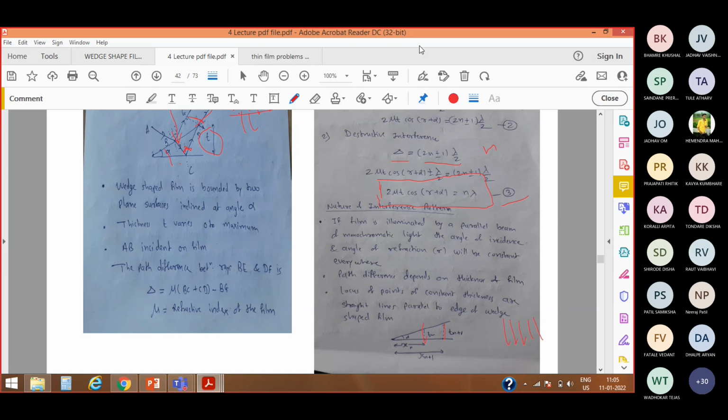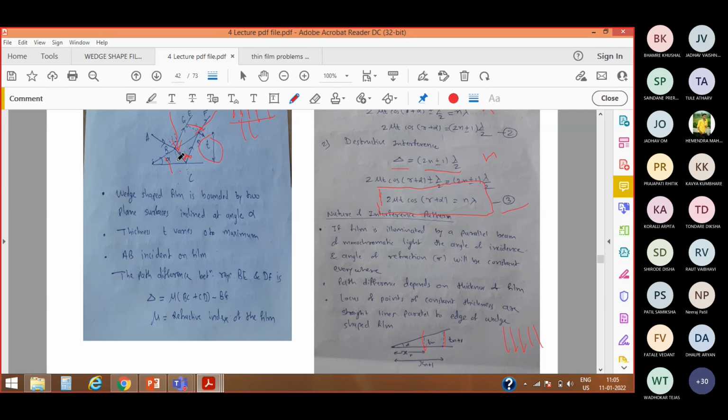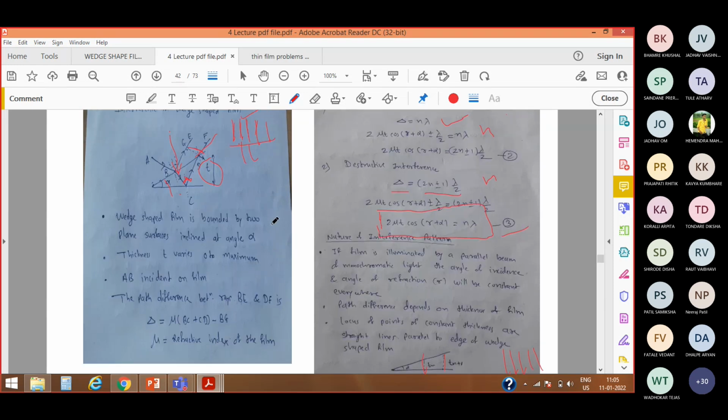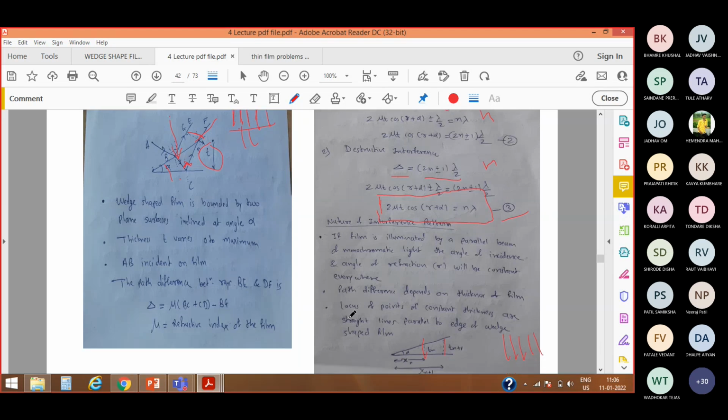Okay. So if the film is illuminated by a parallel beam of monochromatic light, the angle of incidence and angle of refraction small r will be constant. The path difference depends on the thickness of the film. I told you what the path difference between R1 and R2 is. What is the difference between these two rays? It also depends on the thickness. Locus of points of constant thickness are straight lines.